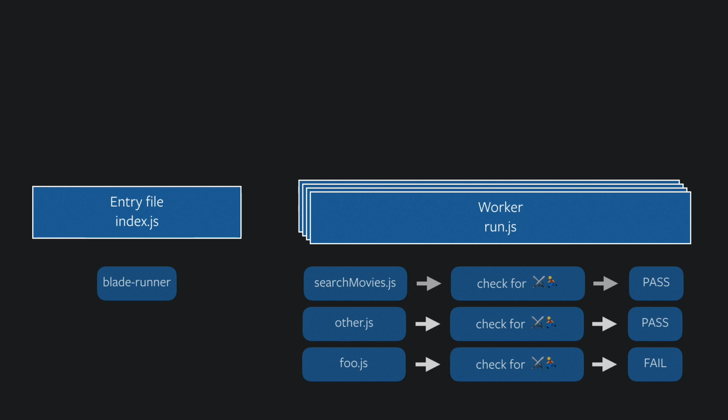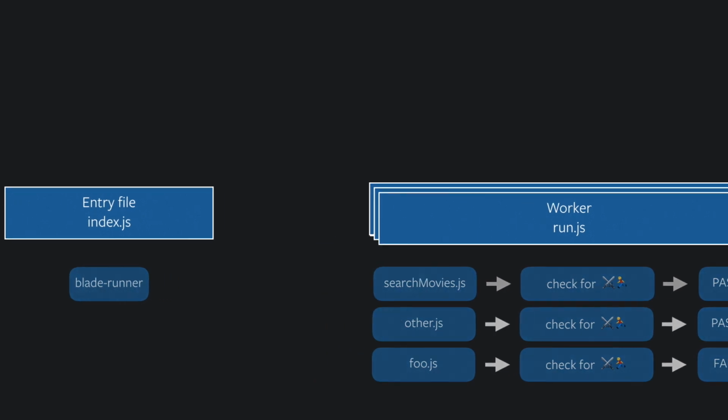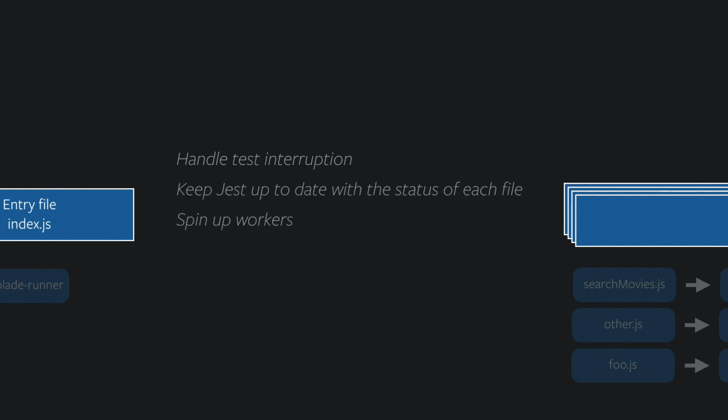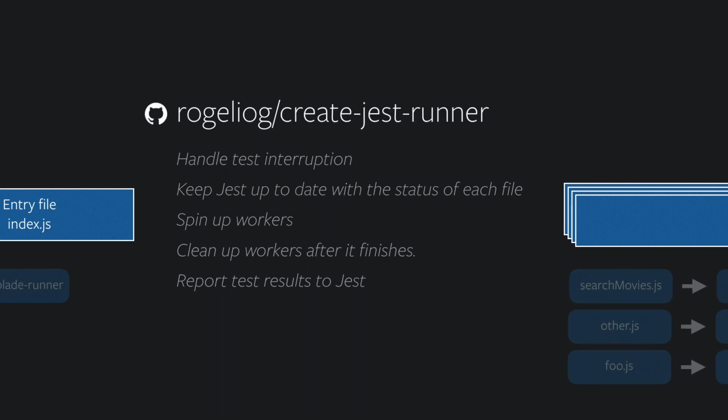And as you can imagine, there's a lot of complex parts happening in between these two. For example, handling test interruption and keeping Jest up to date with the status of each file, spinning up workers and cleaning them up, and reporting the test results back to Jest. So for this, I created Create Jest Runner, which basically encapsulates all of this complexity, where you simply need to provide a path to your run file, and Create Jest Runner will take care of parallelizing it and orchestrating everything behind the scenes, and spinning up those independent node processes.